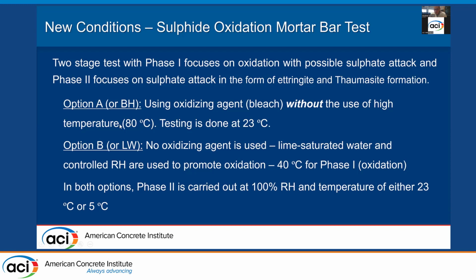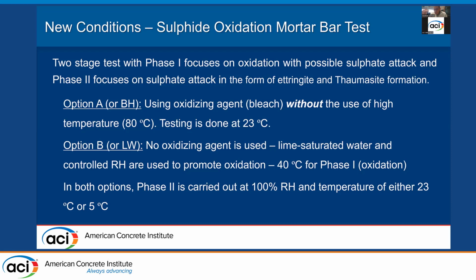But we're trying two options. The first one with an oxidizing agent, again, household bleach. The second one is just lime water, or water saturated with lime. The lime is there just to reduce leaching. We don't want to soak the mortar bar in fresh water, so it's lime saturated just to raise the pH to prevent leaching. So two conditions, one of them with bleach, the second one without bleach.